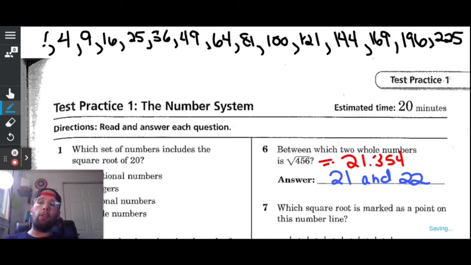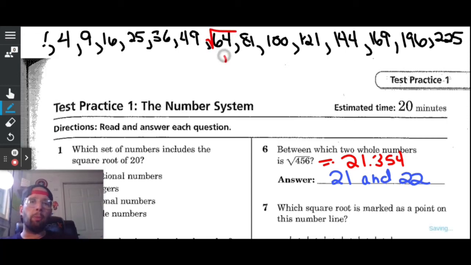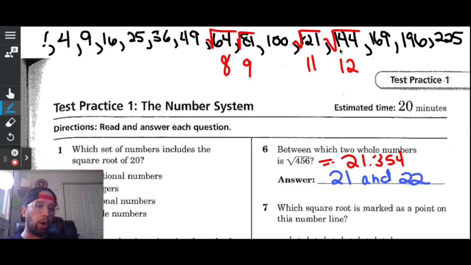So if I wanted to say, what's the square root of 64? That's a nice number. That's 8. What's the square root of 81? That's a nice number. It's 9. So the square root of 70 would live in between 8 and 9. What's the square root of 121? It's 11. What's the square root of 144? It's 12. So the square root of 130, which is in between 121 and 144, is going to be in between 11 and 12. So let's go back to this guy.